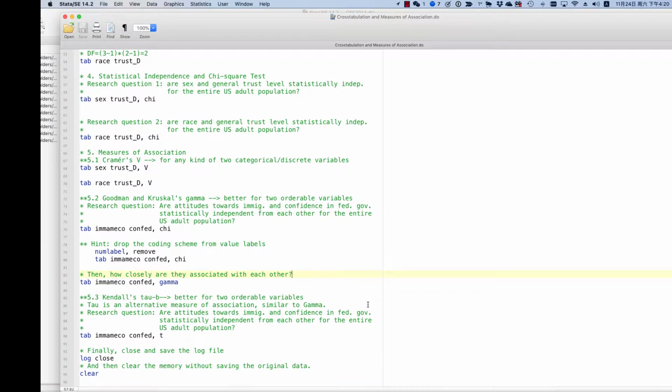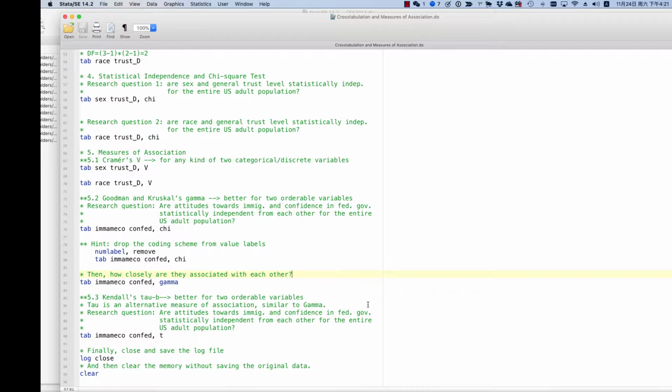Now we know that respondents' biological sex and general trust level, these 2 variables are not statistically independent from each other for the entire population. That means these 2 variables must relate to each other in a certain way for the entire population. So how to measure the level of association between 2 discrete variables? There are several choices. Number 1 is called Cramer's V.